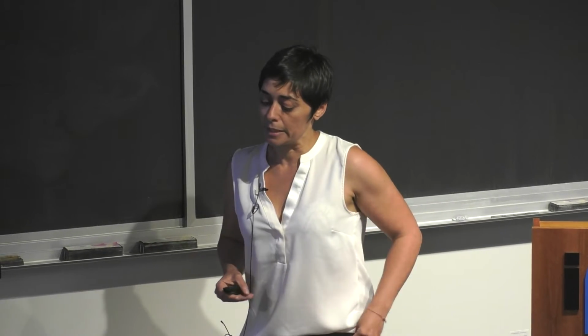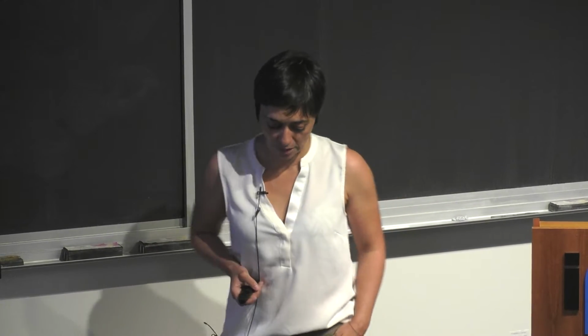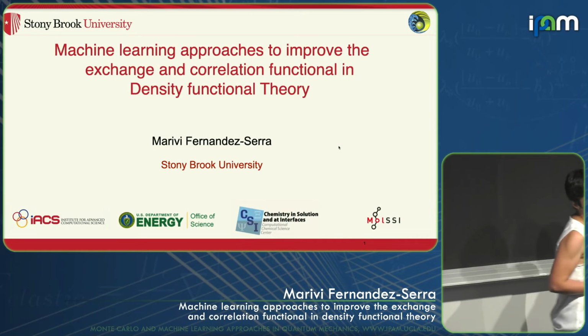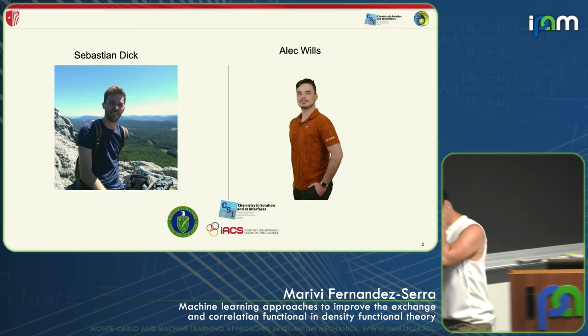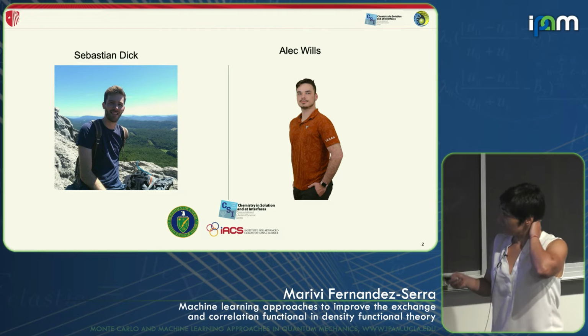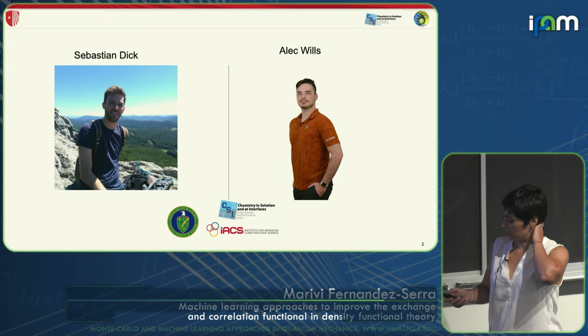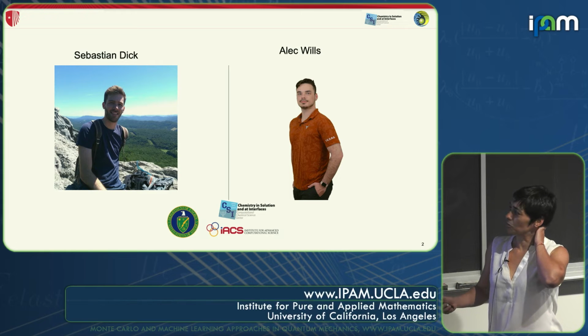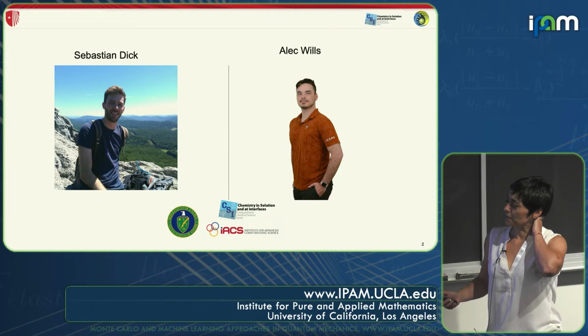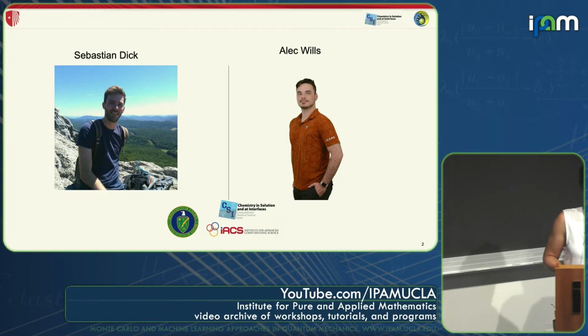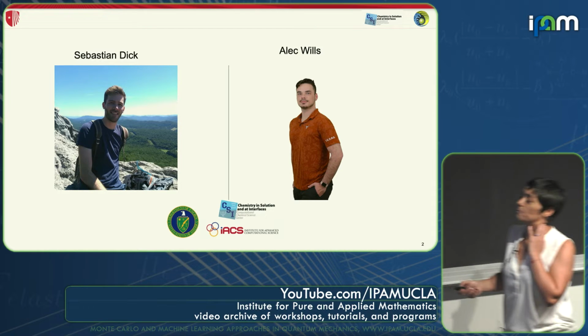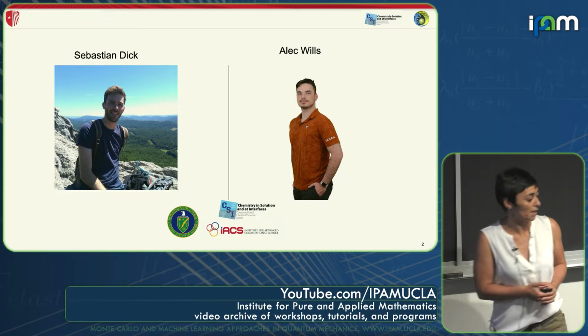Yeah, I want to talk about machine learning approximations to the exchange and correlation potential in density functional theory. I will start, because I'm sure I'm going to run out of time, acknowledging the people that did the work, which is mostly all due to my student Sebastian Dick, who graduated a bit less than a year ago, and now it's been taken over by my other student, Alec Wills.